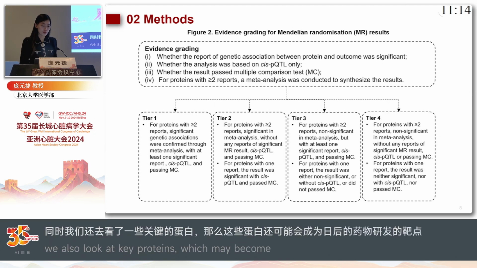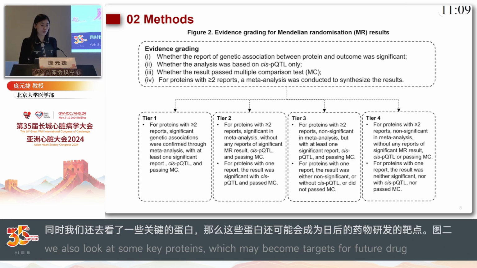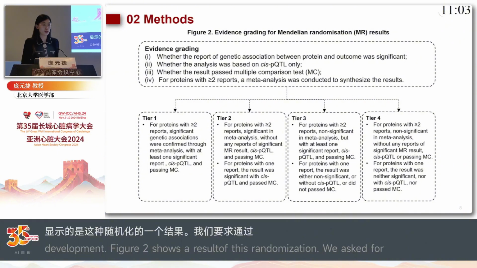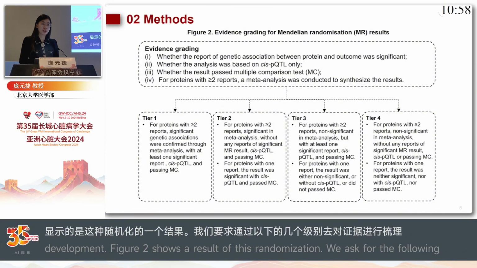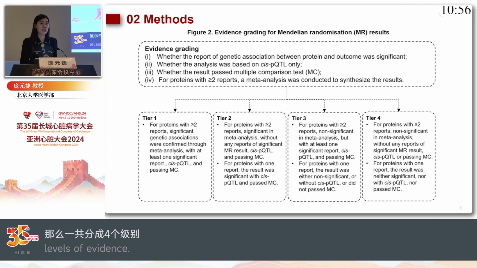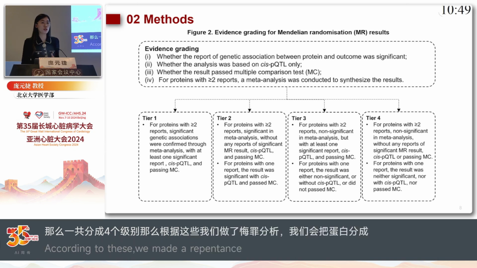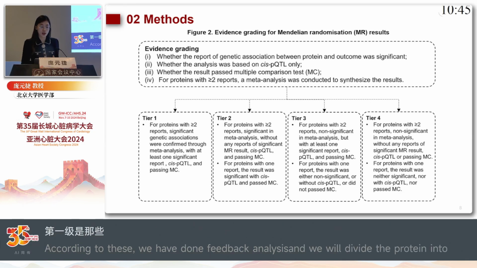Figure 2 shows the evidence grading for Mendelian randomization results. We have 4 criteria: whether the reported genetic association between protein and outcome was significant, whether the analysis was based on cis-pQTL only, whether the results passed multiple comparison, and also for proteins with more than 2 reports, we did a meta-analysis. So we divided proteins into 4 tiers. Tier 1 proteins refer to the proteins with strongest evidence of causal association with diseases, and Tier 4 shows the weakest evidence.